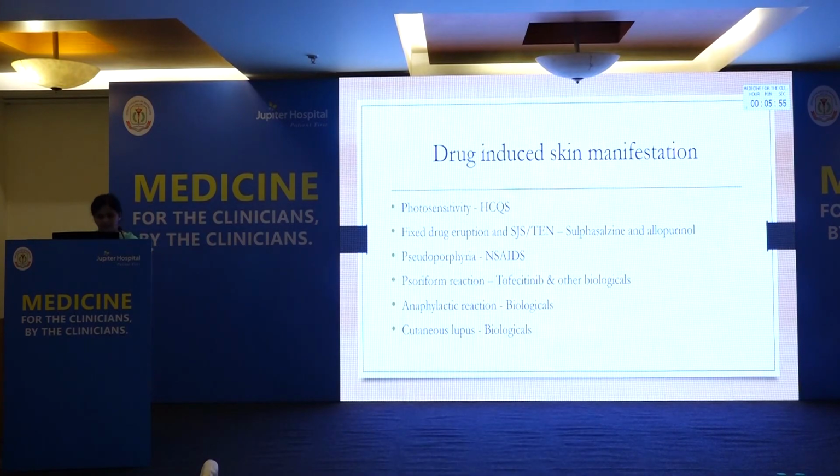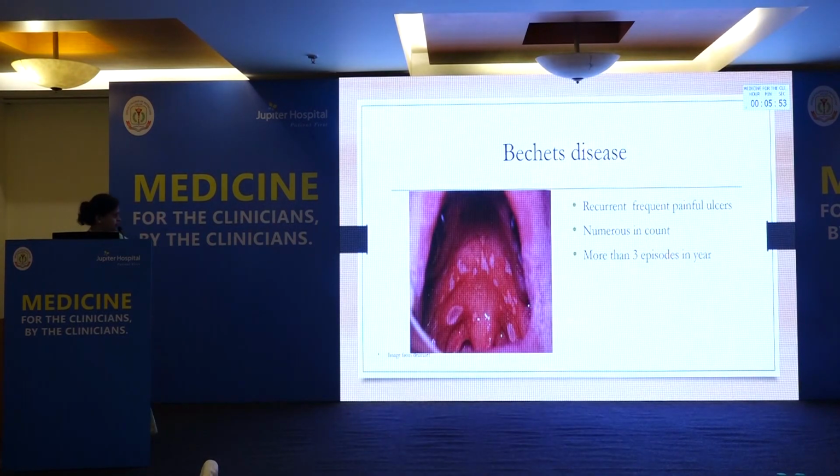These are a few ulcers which we see in the oral cavity. Recurrent, frequent, painful ulcers which are numerous in number in the oral cavity, if more than 3 episodes in a year, and if they are associated with genital ulcers and eye involvement, could be a diagnostic clue towards Behçet disease.